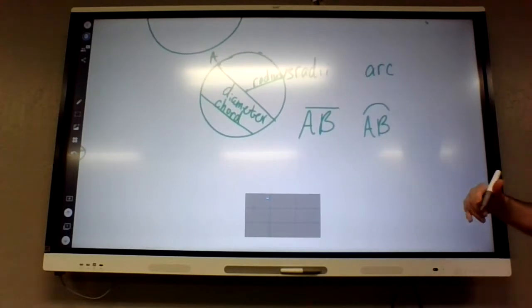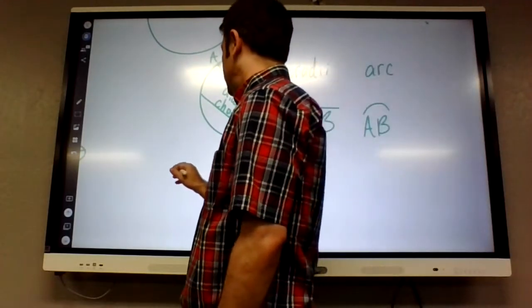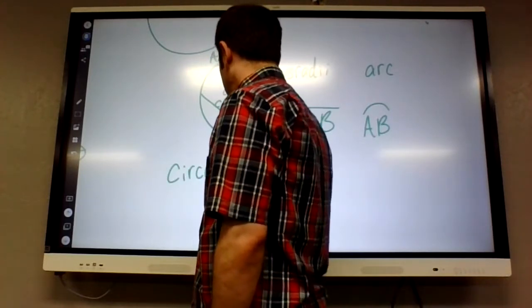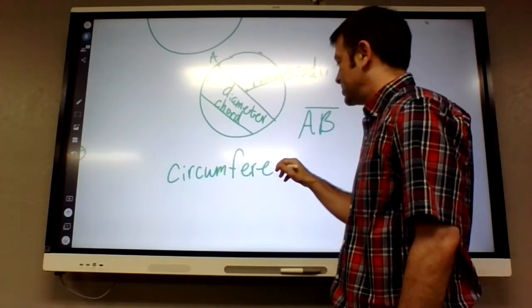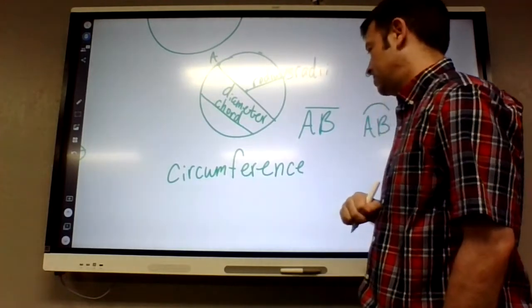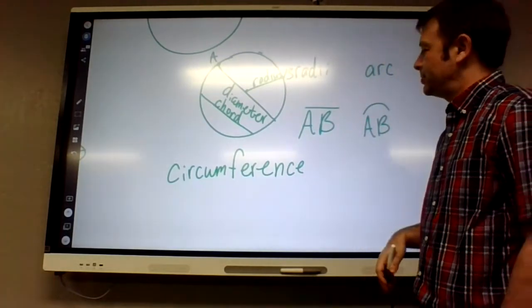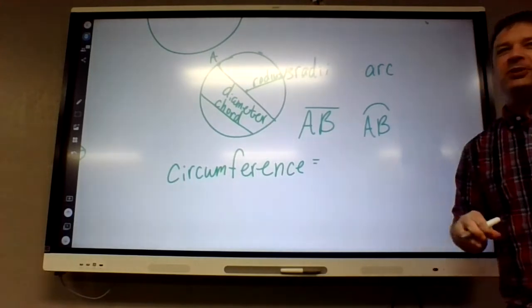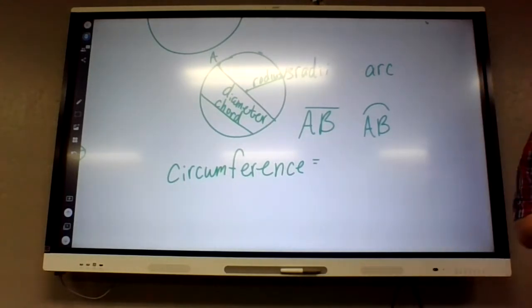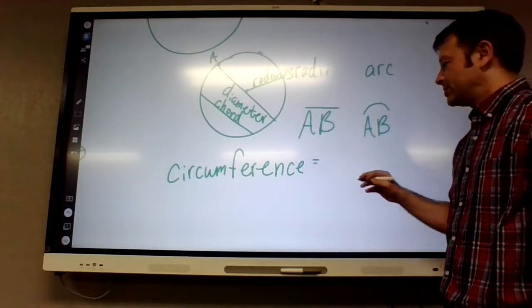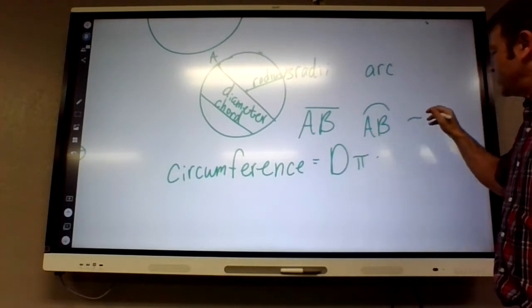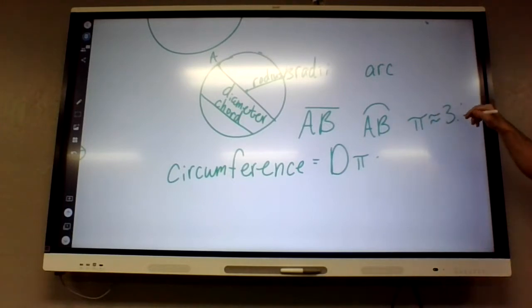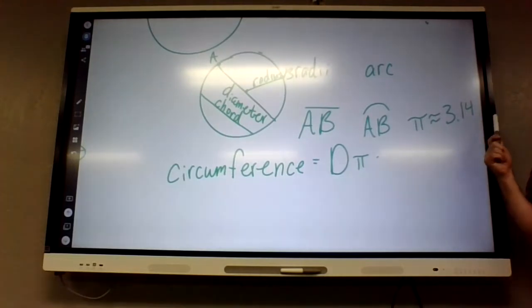So let's talk about circumference. What does circumference mean? The distance around a circle. Circum means around. Does anybody happen to know the formula to find it? Diameter times pi, yes. And what is pi? Pi is about 3.14. Some of you, or maybe all of you, have a pi button on your calculator. But if you want to just use 3.14, that's fine.